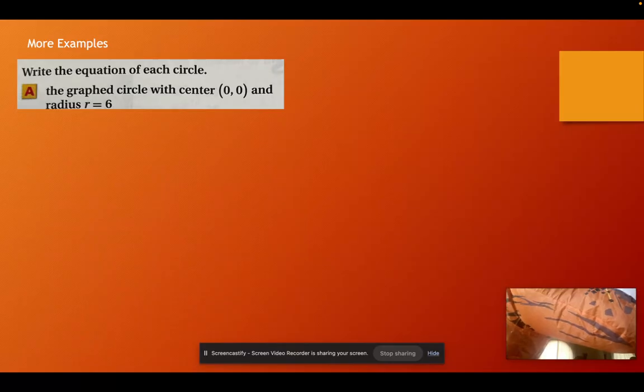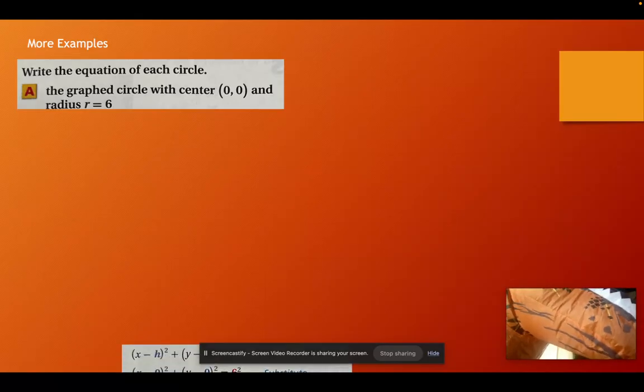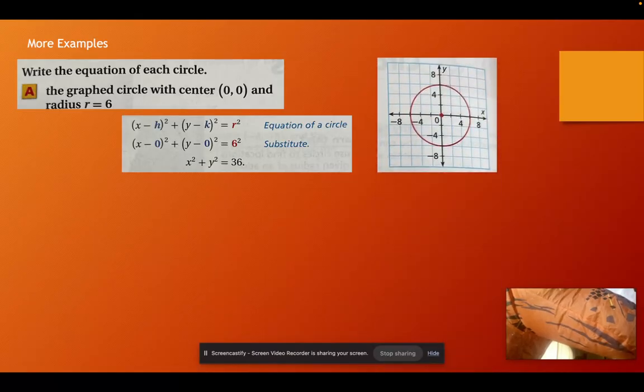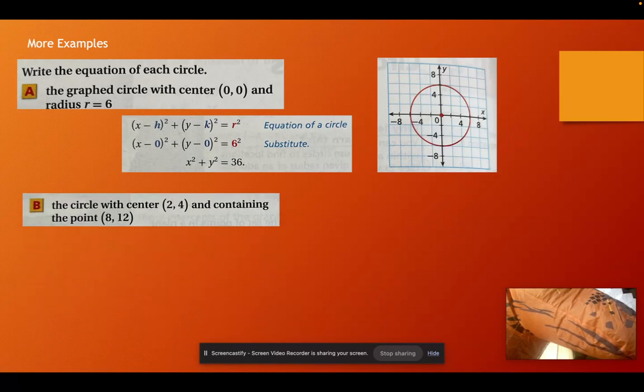So, more examples. What if it's centered at 0, 0 with a radius of 6? What would that equation look like? Well, the h and the k are zeros, so essentially you can just get rid of them, because y minus 0 is just y, right? So it's x squared plus y squared equals 6 squared, which is 36. The equation would look like this: 6 units all the way around, centered right there at the origin.